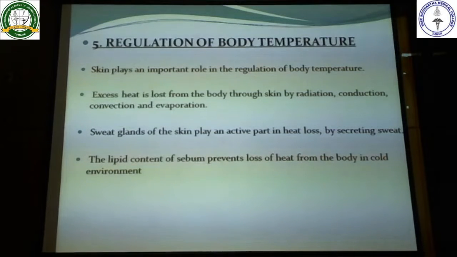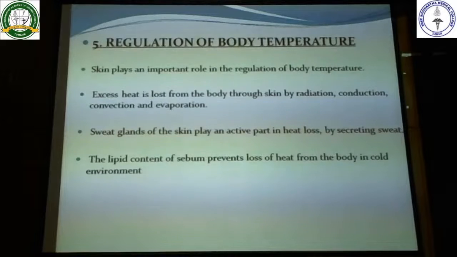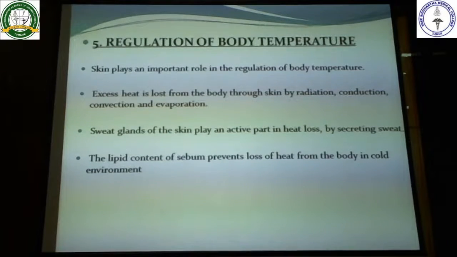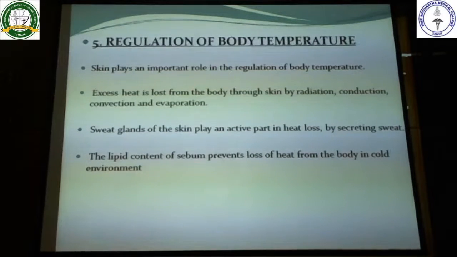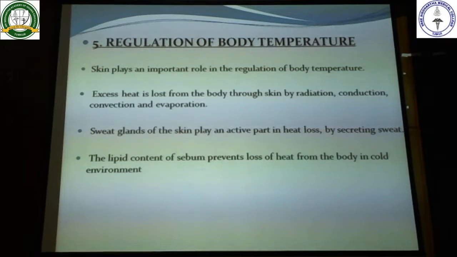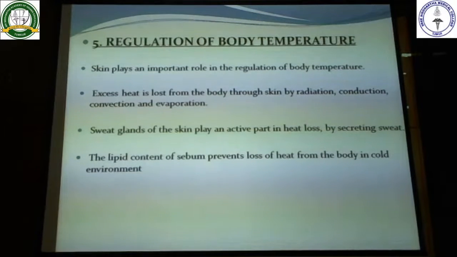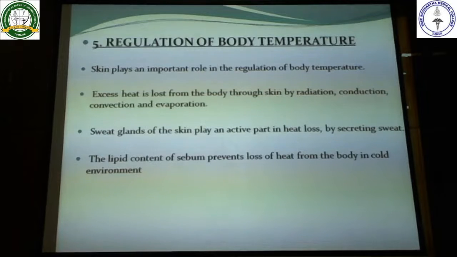So we have sweat glands in the skin. These sweat glands produce sweat, and through the sweat, heat is lost from the body. It also helps in the maintenance of water balance, through excretion of sweat, water and electrolytes, right.